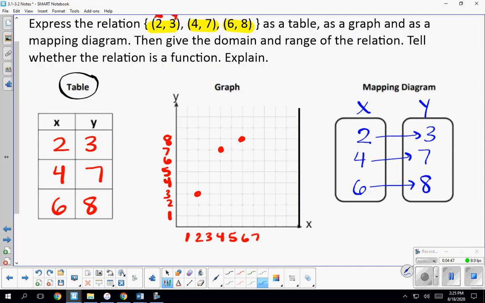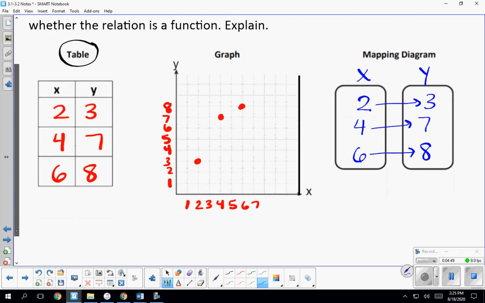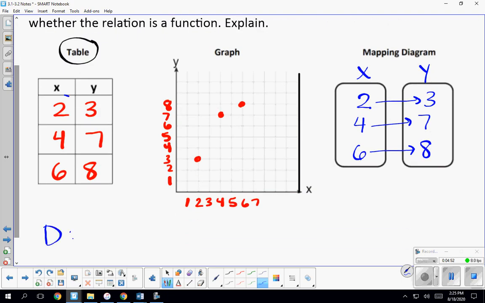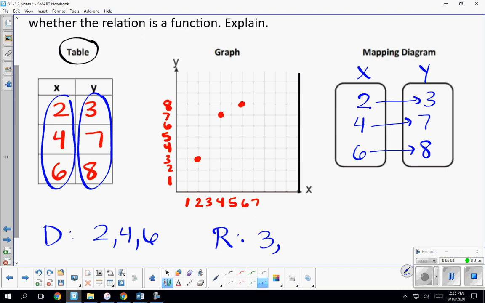The question says, give the domain and range. Domain is the set of all of the x values. Here I only have 3 x values: 2, 4, 6. My range is the set of my y values. I have 3 y values, 3, 7, and 8.